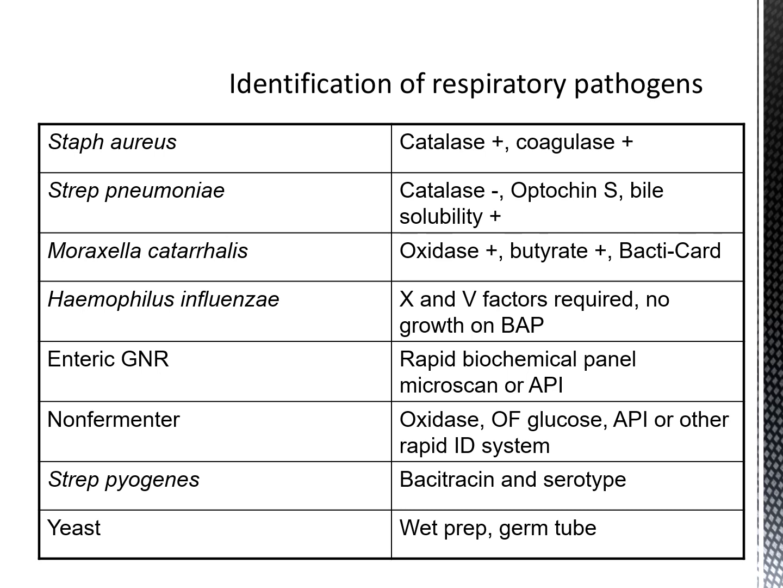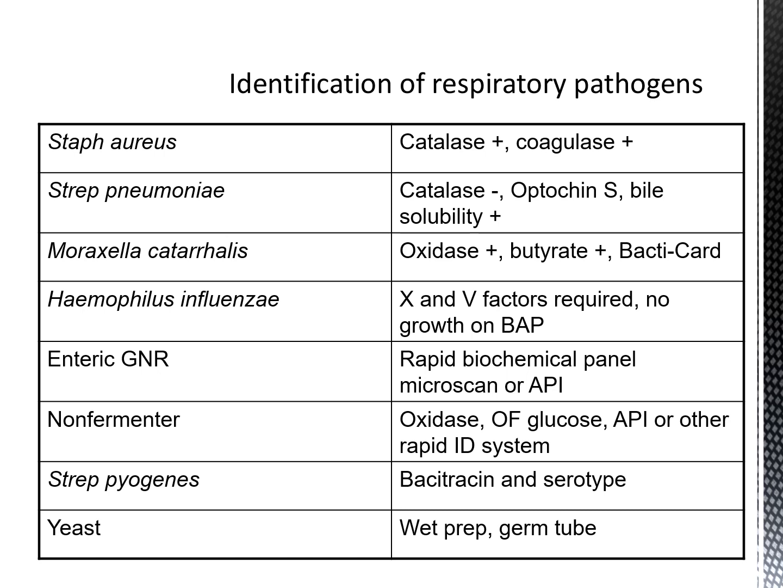So Staph aureus, catalase positive, coag positive. Strep pneumo, catalase negative, optochin sensitive, or bile solubility positive. Moraxella catarrhalis, oxidase positive, butyrate positive, or you can identify it with Bacticard, even though that's a little bit more expensive. And for Bacticard, it's going to be IB positive. Haemophilus influenzae is going to require both the X and V blood factors.